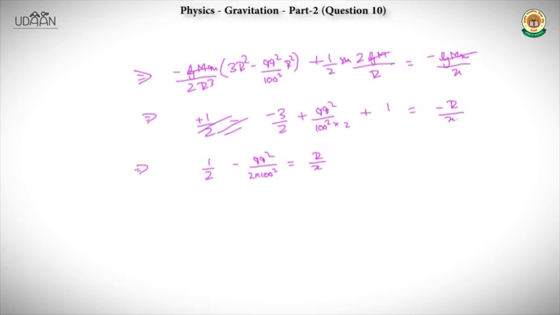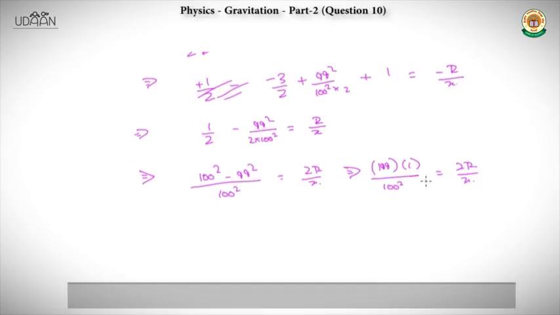Now we'll again have to solve it. This again becomes a little tricky part. We have to estimate a little bit, so I'll tell you how to do that. Take the 2 over there. It will come out to be 100 square minus 99 square upon 100 square is equal to 2R upon x. So we'll use a square minus b square is equal to (a plus b) into (a minus b). So a plus b is equal to 199, and a minus b will be equal to 1 upon 100 square, equal to 2R upon x. Now this 199 we'll have to approximate because it will come in the denominator and we won't be able to multiply it. So take it as 200.